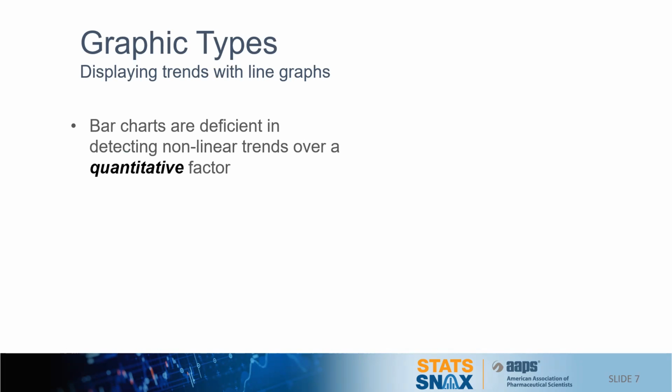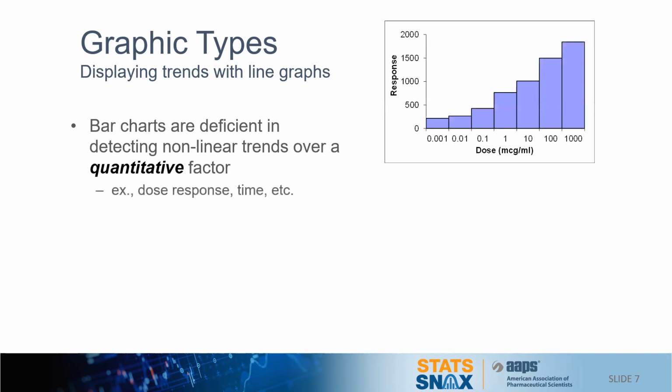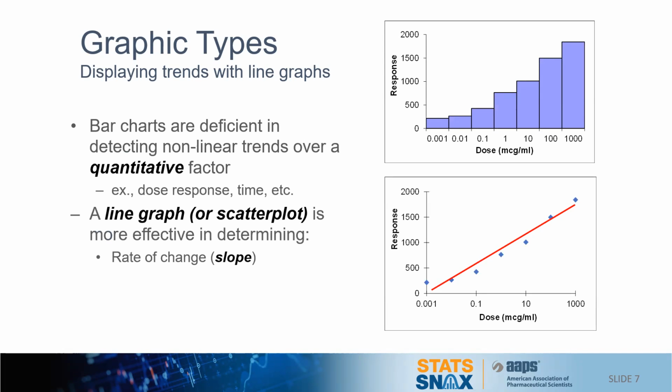Now, bar charts are deficient in detecting nonlinear trends over a quantitative factor. Take the case, perhaps, of dose response. Also, we collect quantitative data over a quantitative factor, time, but in this case, we have a bar chart of doses. A scatter plot, however, is much more effective at looking at data over a quantitative factor, in this case, dose, in order to, for instance, determine the rate of change, which is the slope of that particular quantitative relationship between response and, in this case, dose.